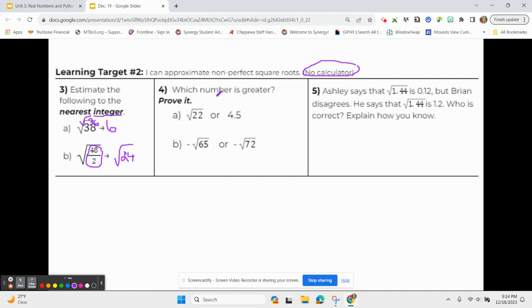Here you're doing which number is greater, prove it. So how are you going to prove it? This question you are explaining who is correct, either Ashley or Brian. Remember, square root is like the area of a square inside. So is Ashley or Brian going to give you that area of 1.44? Explain how you know.